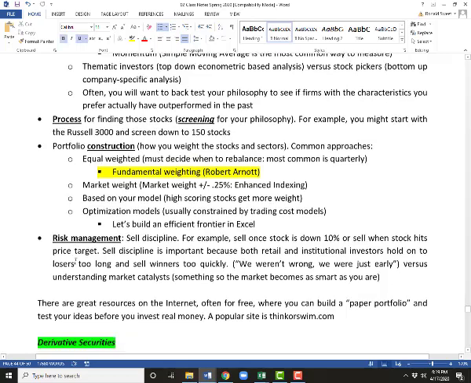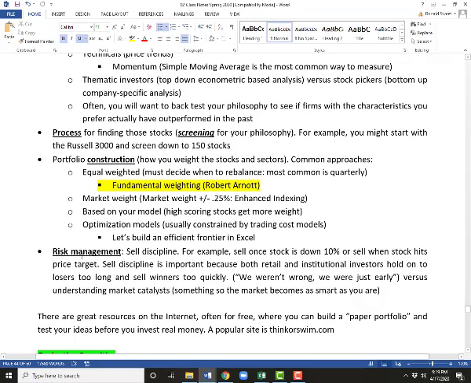And then the last thing you have to worry about is risk management. Risk management really comes down to your sales discipline. Stock investors have a big problem. There's a psychological issue that makes especially retail investors do really badly because of this. But it's the issue of sell discipline.